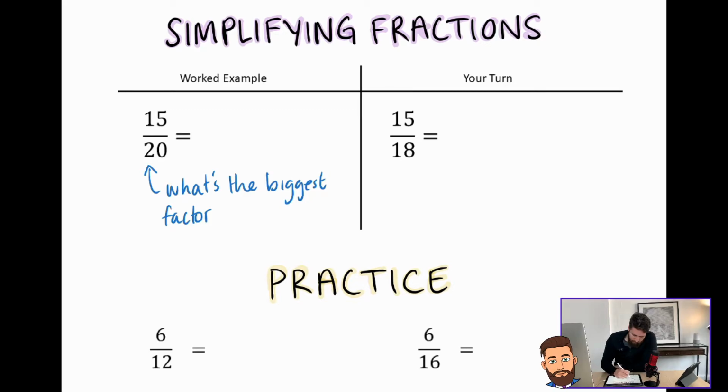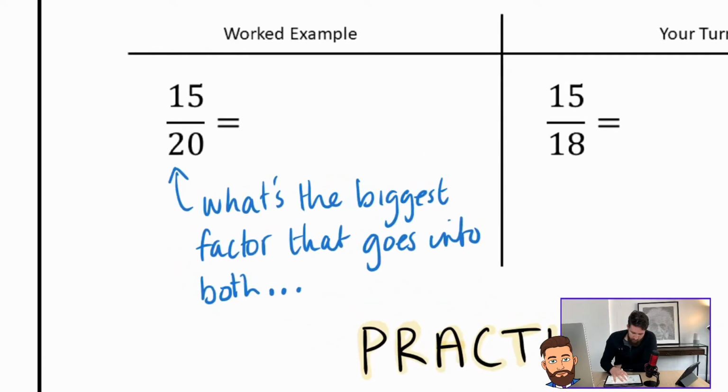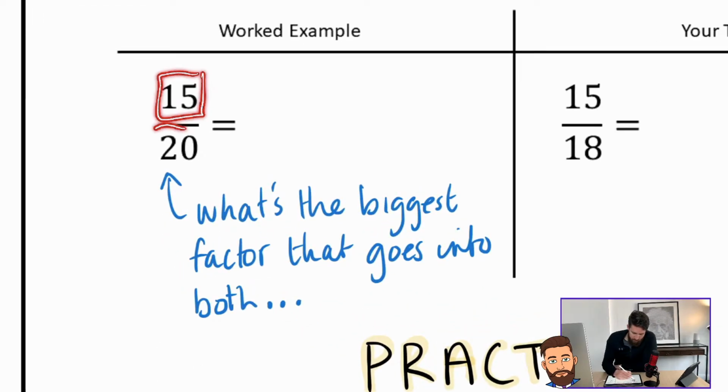The biggest factor, the biggest number that goes into both the numerator and the denominator. So if we're looking at my numerator and my denominator in this example, I'm thinking to myself, what is the biggest number that I know that can go into 15 and 20? Well, clearly 5. 5 goes into 15 and 5 goes into 20.